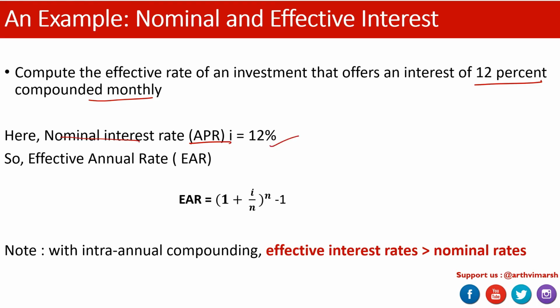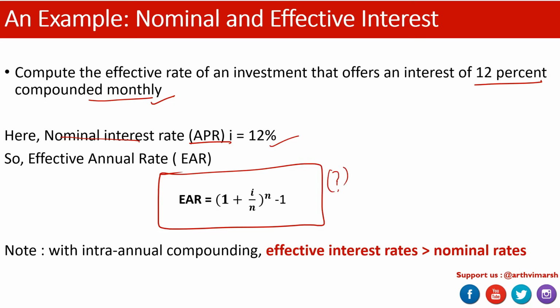In the formula, if you recall, we will be using this in terms of 1. So the effective annual rate in this case is equivalent to the monthly case, because it's being compounded monthly. So what will the effective rate be? We will simply plug the values into this formula and calculate. I request you to pause the video and try to work this out, and then I'll be discussing the answer. So let's see the answer.